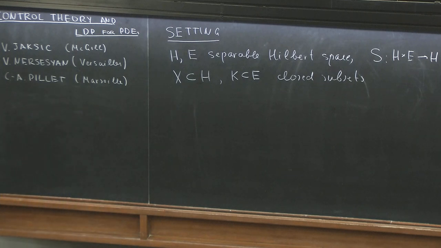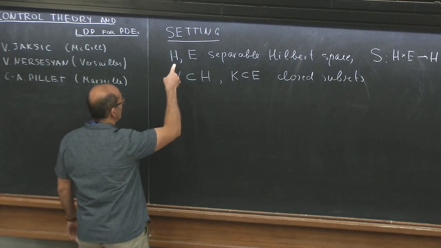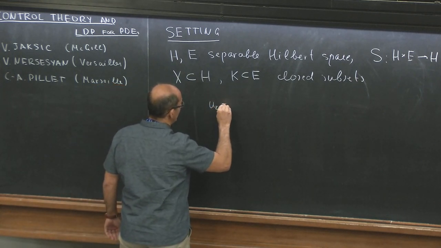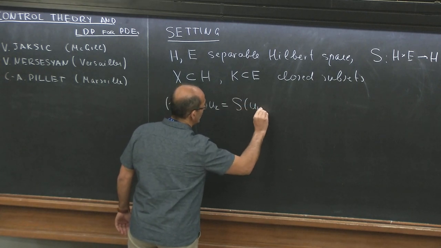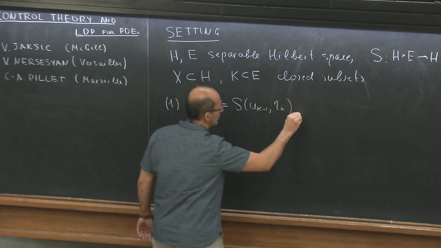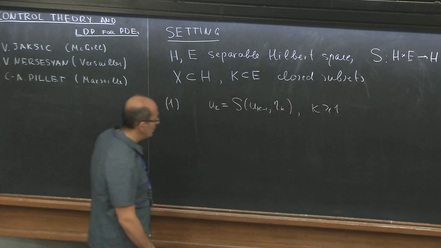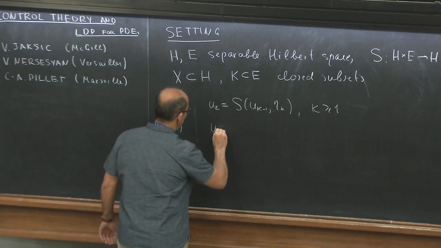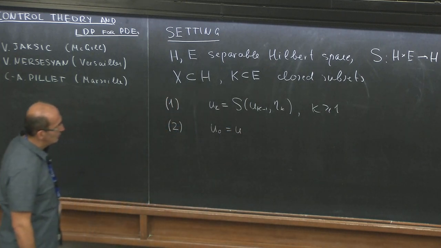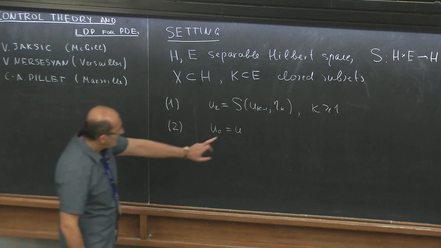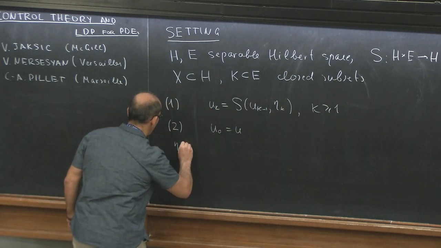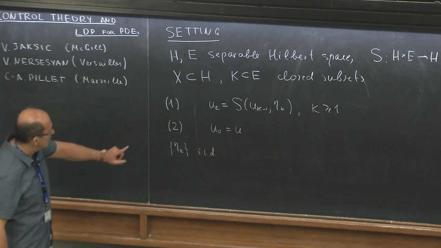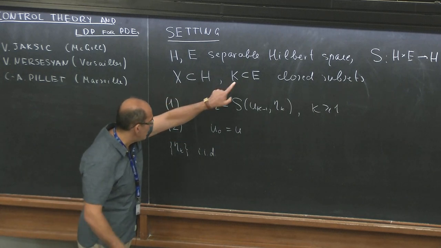So we consider the following random dynamical system with a phase space H. We have the relation u_k equals S of u_{k-1}, eta_k, for k greater than or equal to 1, and the initial condition u_0 at time 0. So here, eta_k is a sequence of iid random variables, and we assume that they take values in the set K.